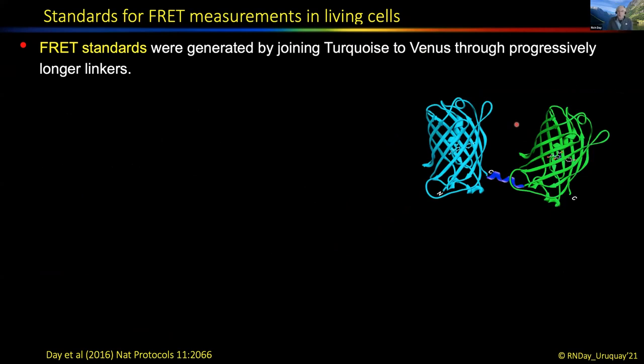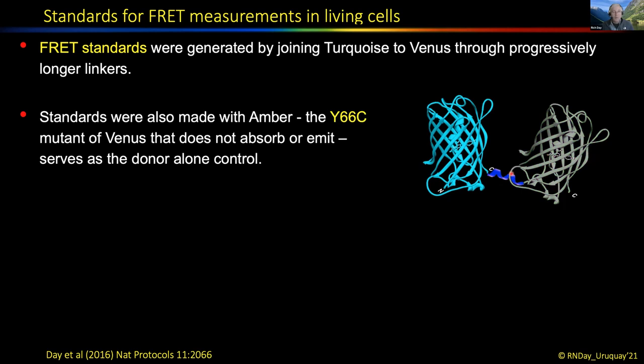So to show you how this works, we adopted an approach that Steve Vogel's group at NIH have used extensively, and that is to generate a series of FRET standards. Our preferred donors are in the turquoise family. We like using Venus as our acceptor. And so what we simply did is we took turquoise and Venus and we connected them through progressively longer linkers.